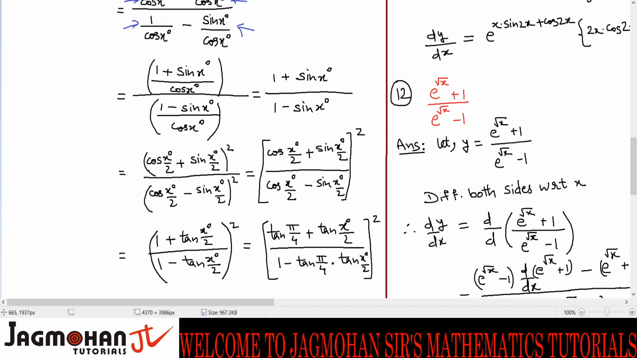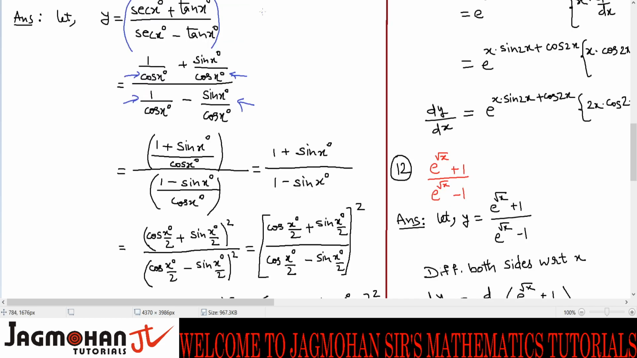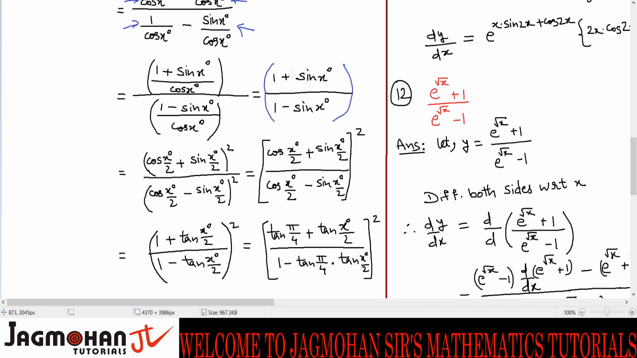So instead of differentiating the given function the way it was, I try to simplify this. I could have tried it directly, but I understand it could be simplified, so I simplify it and differentiate the simpler version. Now, in the next step, cos x degree has been cancelled, so I got 1 plus sin x degree upon 1 minus sin x degree.